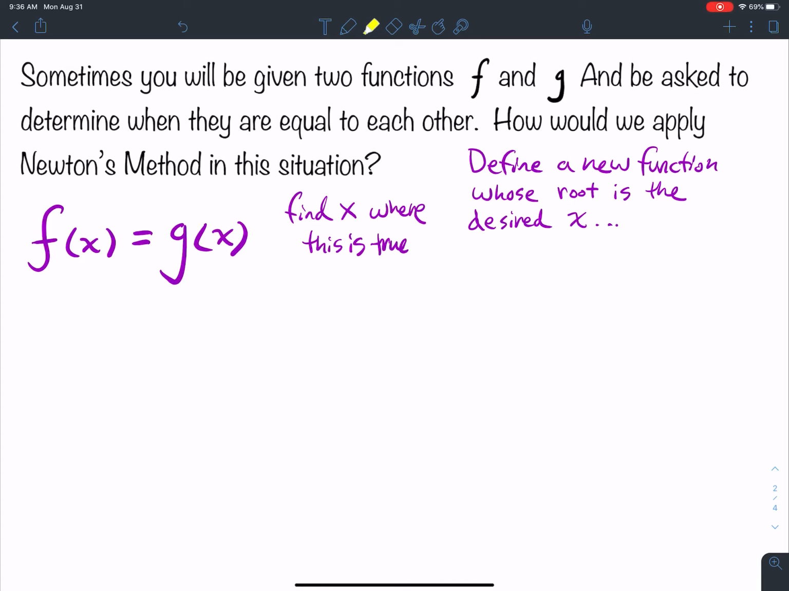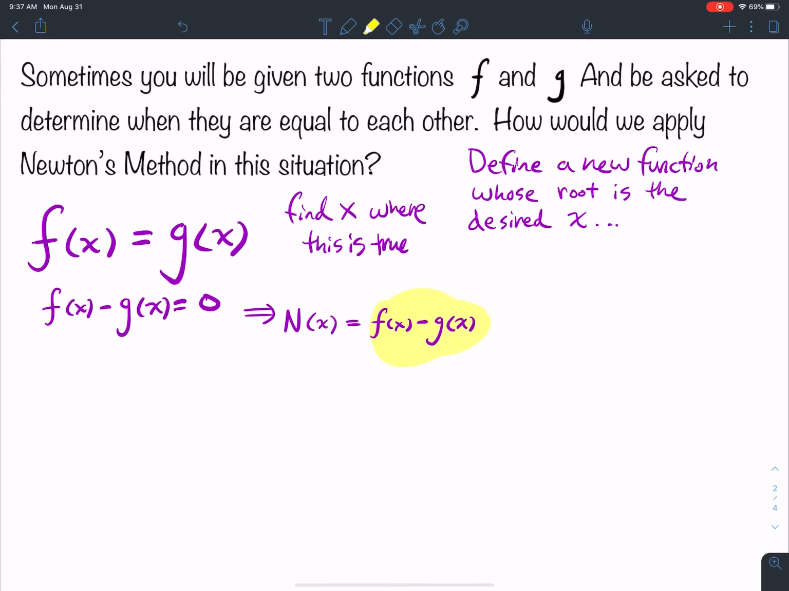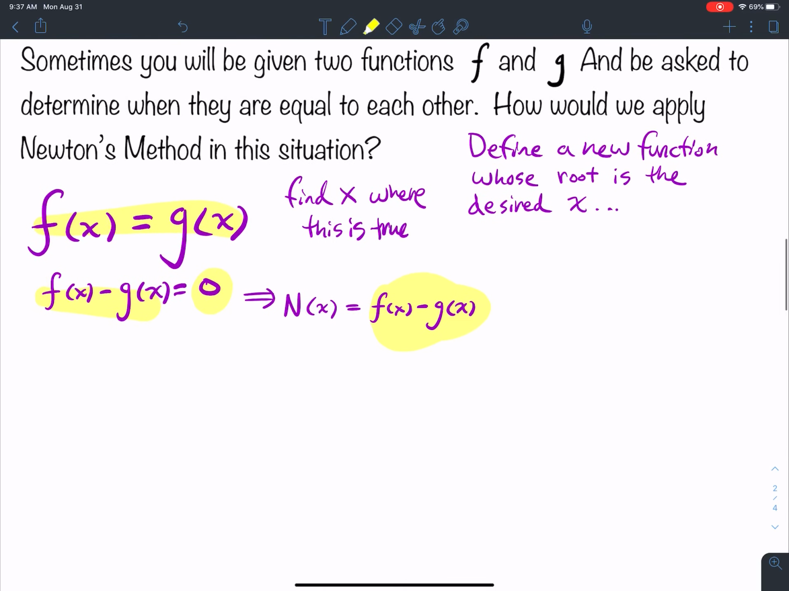Well, what I'm going to do is move the g of x over by subtracting it from both sides. And when I do that, I get a function right here, f minus g, which is equal to 0. Now I can apply Newton's method to this new function to find the 0. And if I find the 0, then that means I know where f and g are equal to each other.